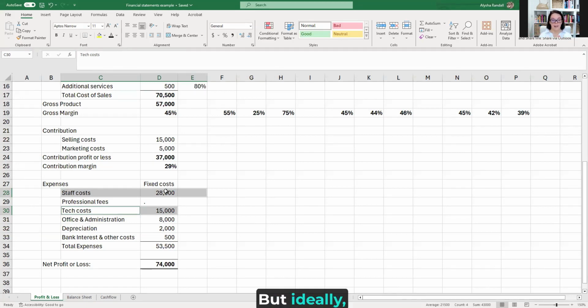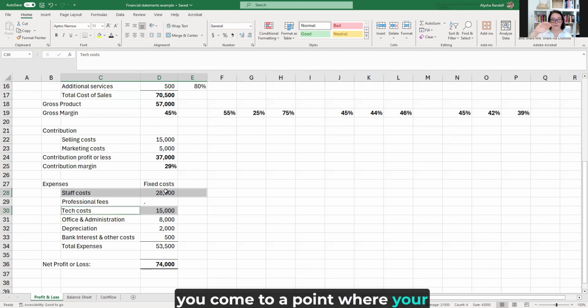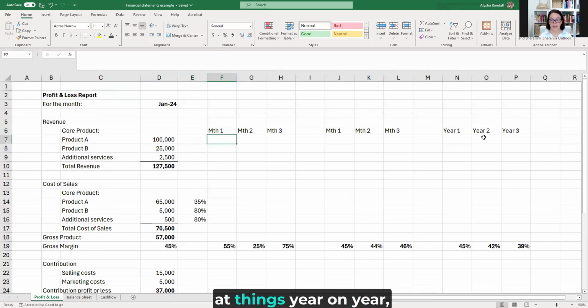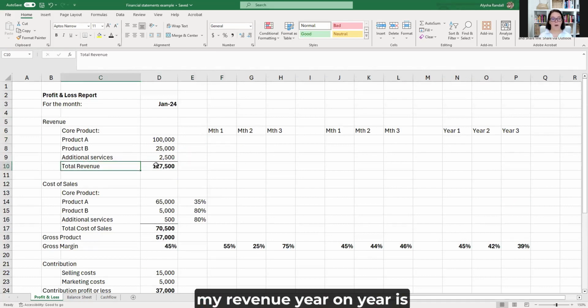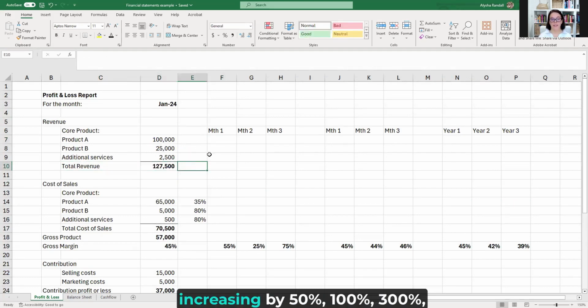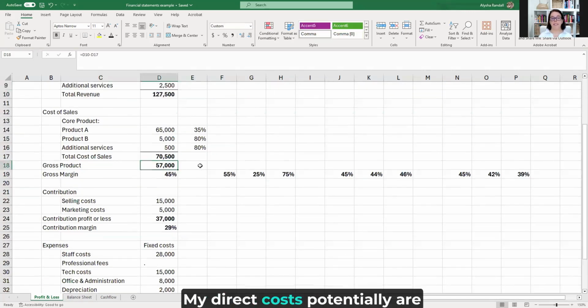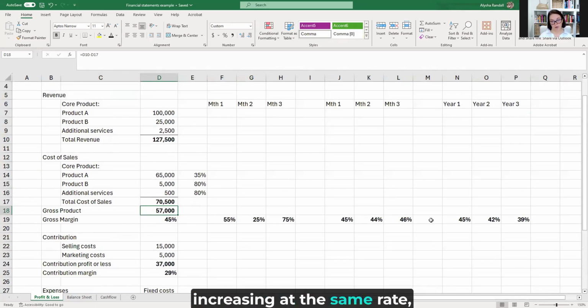But ideally, you come to a point where your fixed costs start slowing down. And what you want to check here, particularly when you're looking at things year on year, you want to see, okay, my revenue year on year is increasing by 50%, 100%, 300%, 20%. My direct costs potentially are increasing at the same rate, plus or minus. My marketing cost could be quite variable. Again, that's your strategic decision.